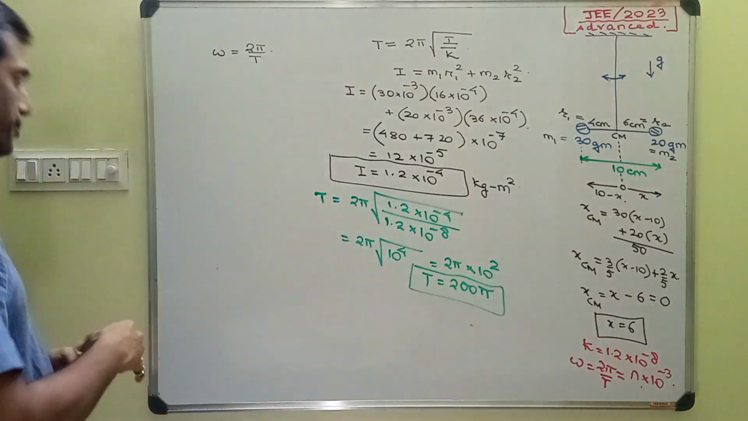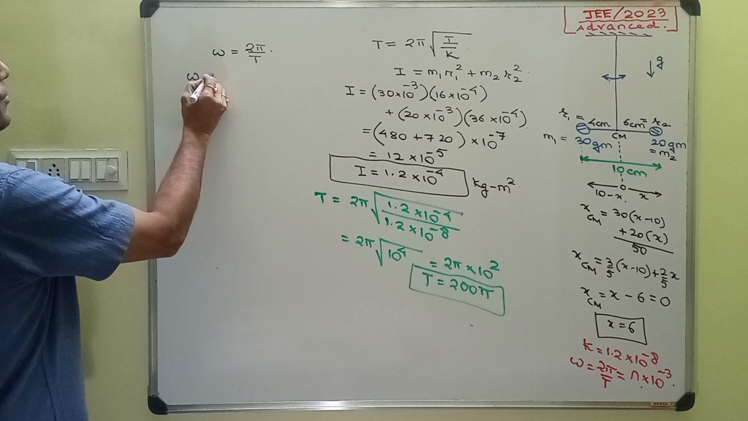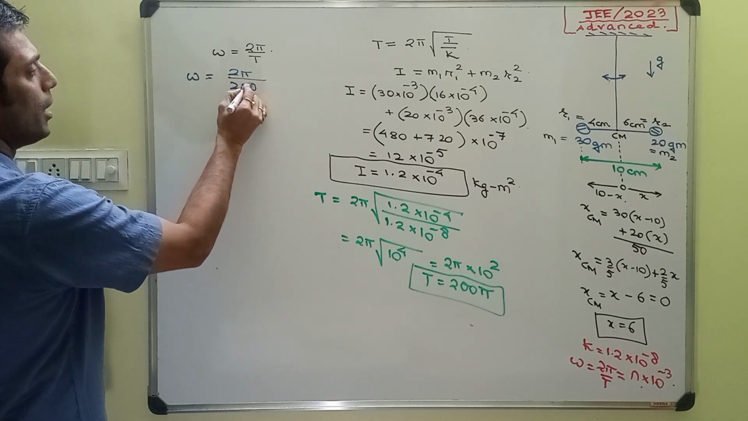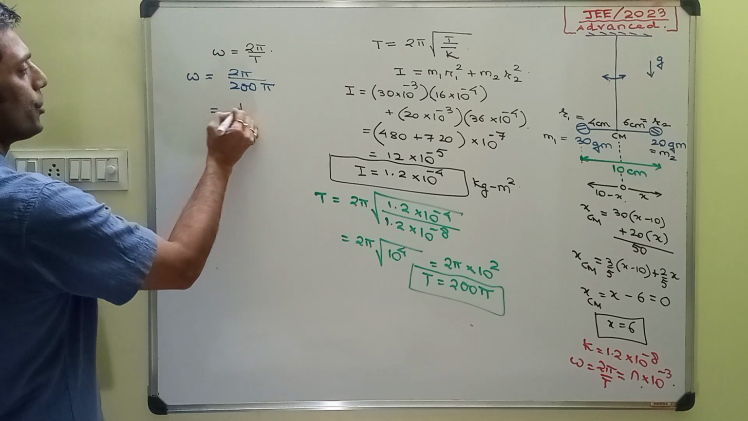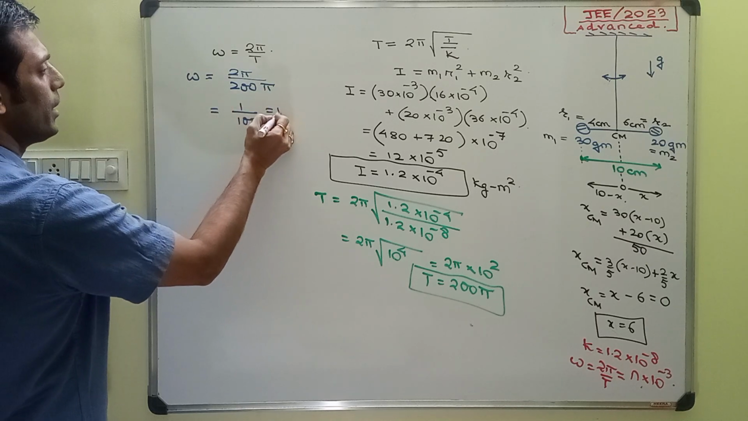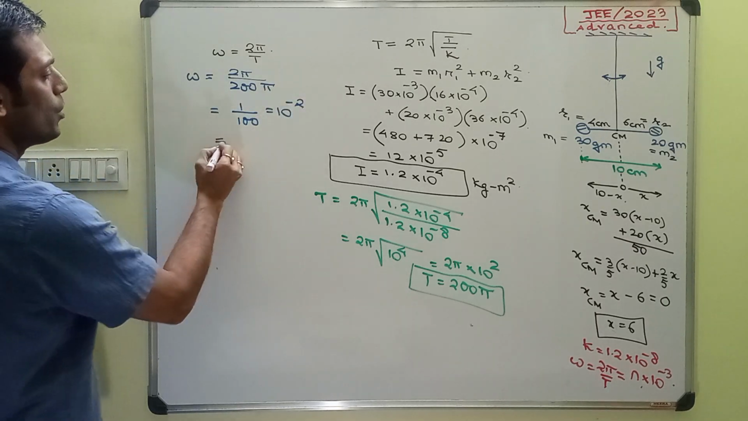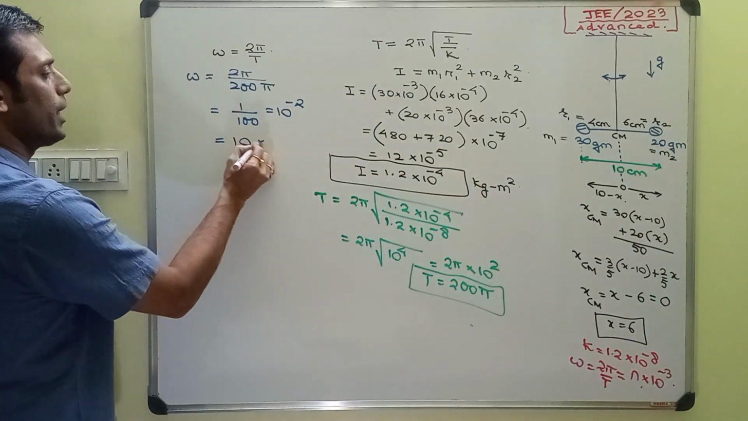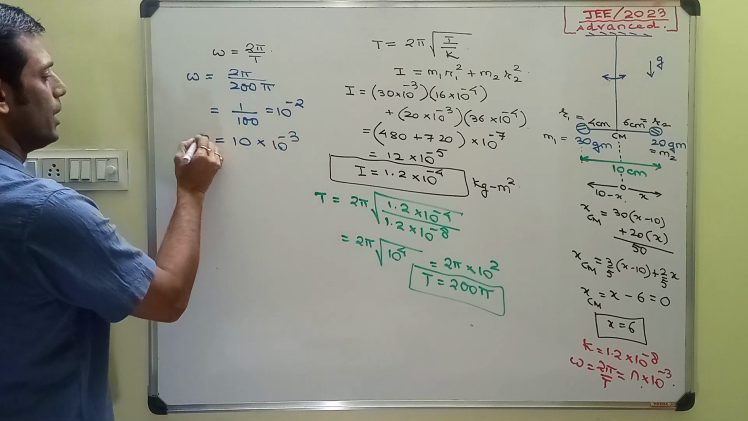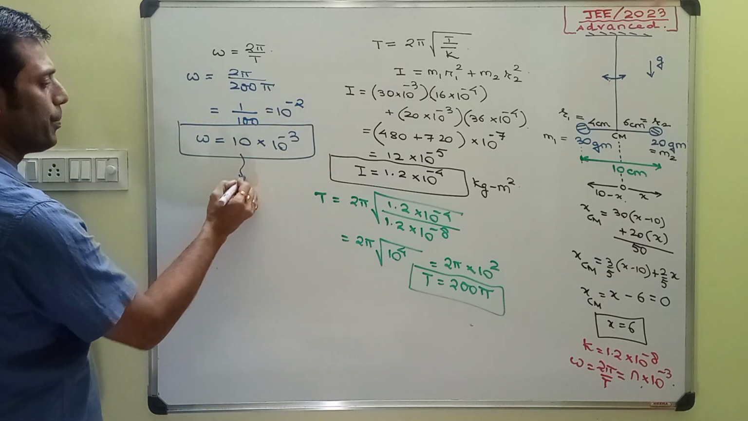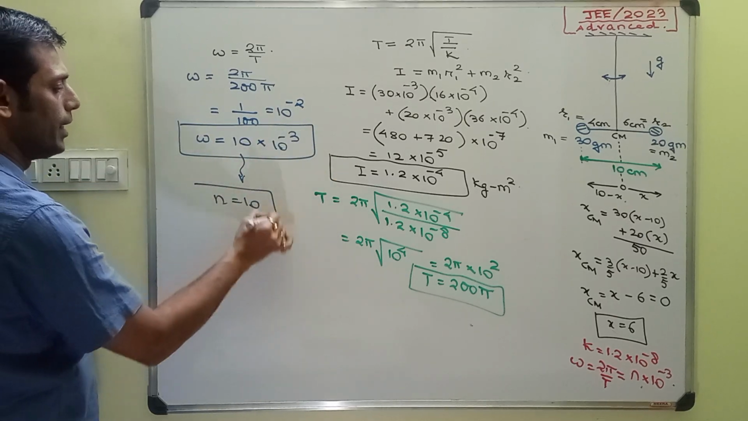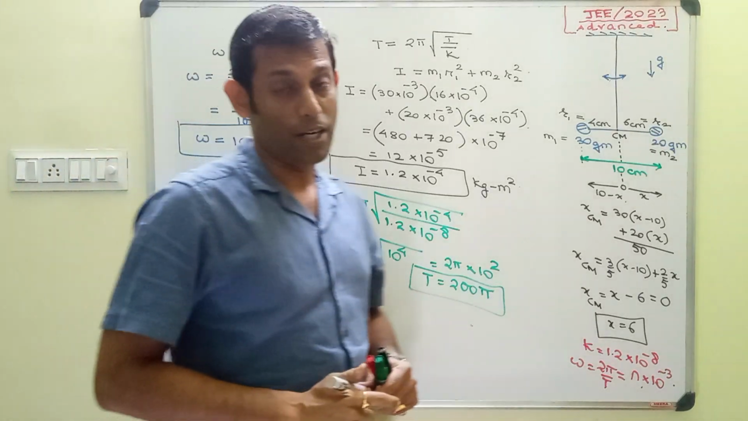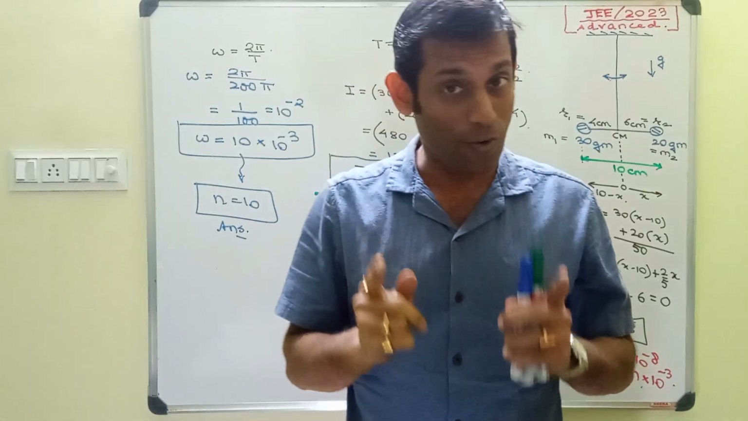Now, therefore, your omega value is going to be 2 pi by 200 pi. Therefore, this is simply 1 by 100, that is 10 power minus 2. Now, if you talk in terms of 10 power minus 3, then we are saying 10 into 10 power minus 3. This gives us simply n is equal to 10 as the answer of this question, which belongs to JEE Advanced 2023.